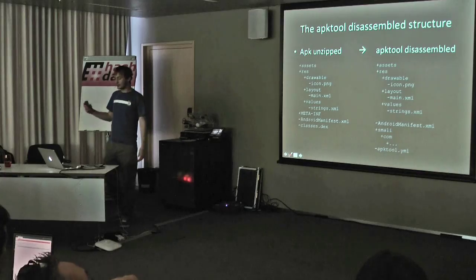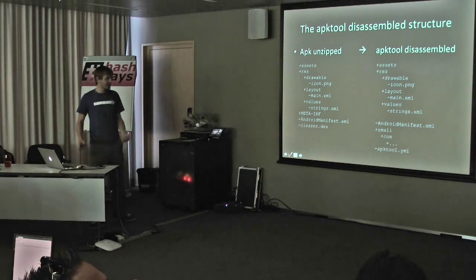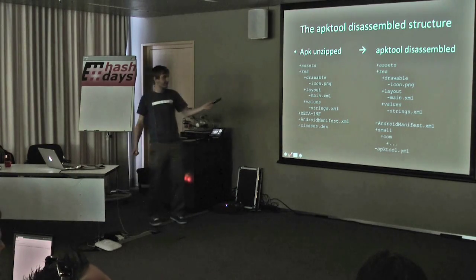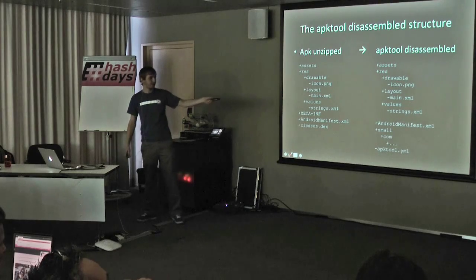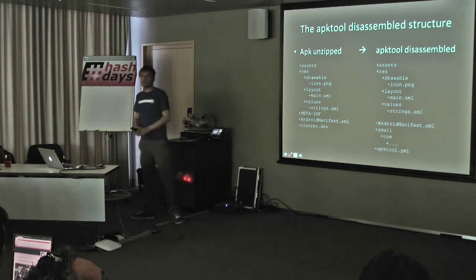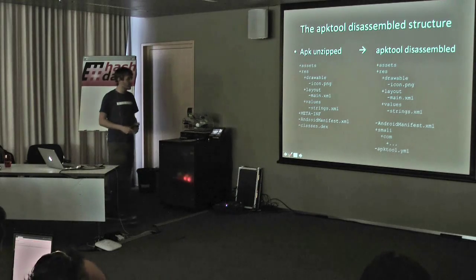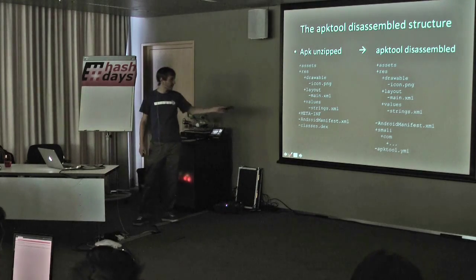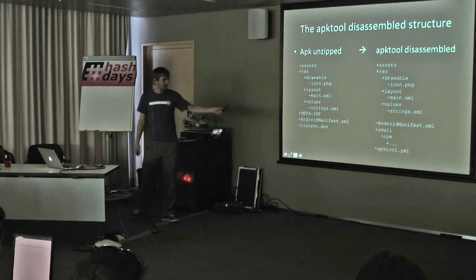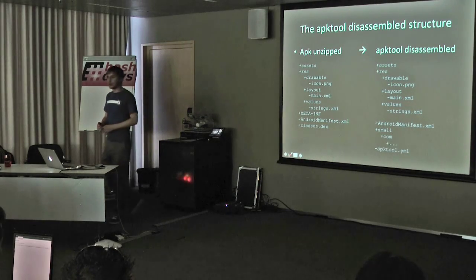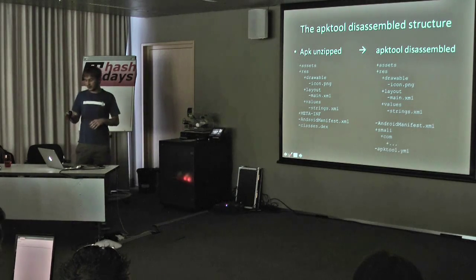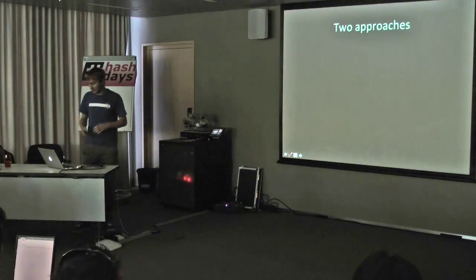So what you use is actually APK tool, which is much better because you get real XML files. For example, in AndroidManifest.xml, you can just look up which permissions the app is using. And what it produces as well is that classes.dex is converted to Smali code. So we'll see in a minute what Smali code actually is.